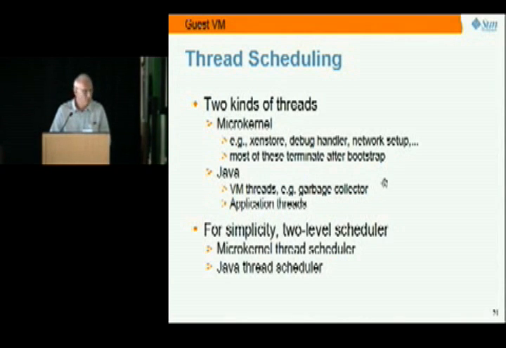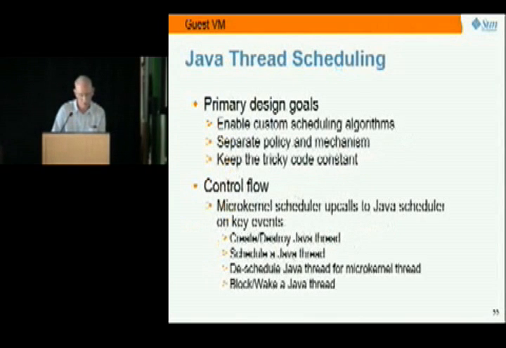And so in Java, we've got two kinds of threads. We've got VM threads, things like the garbage collector threads, the compiler thread, and so on. And we've got application threads. It turns out to be important to know that there's a distinction. So the goal we have for this is to enable custom scheduling algorithms.